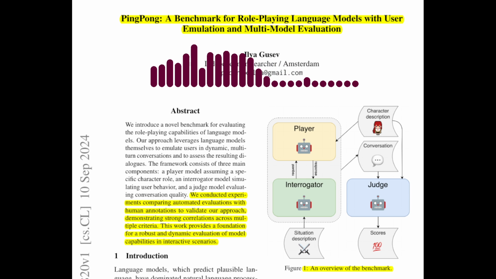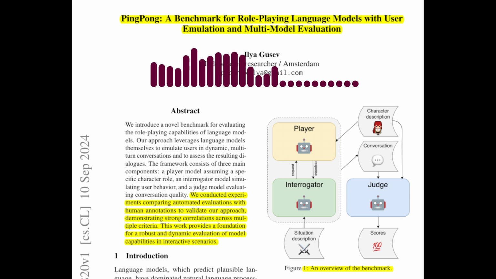And how does the multimodal evaluation system mitigate biases? The multimodal evaluation system uses multiple judge models to assess the player's responses. This approach helps to reduce the impact of individual model biases and provides a more robust evaluation.